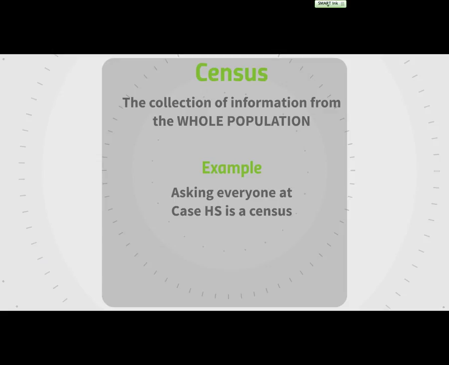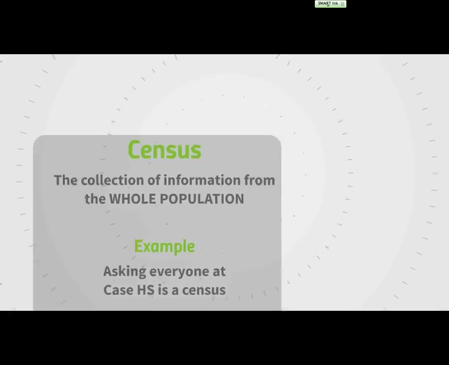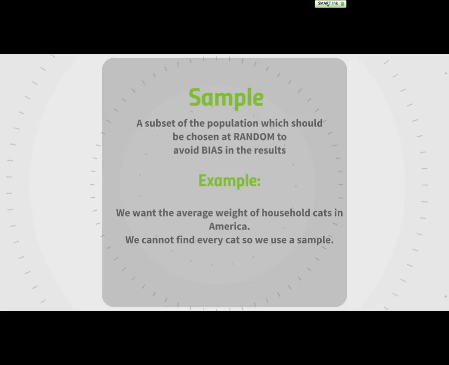Now, it's unreasonable probably that we can get to every single person or every single woman if we were looking at the heights of women. Do you guys know what it's called if you're just looking at a part of that group, or how you get information from a part of that group? I feel like once you see the word, you're gonna be like, duh. That's a sample, right? So a subset of the population, which should be chosen at random to avoid bias in the results.